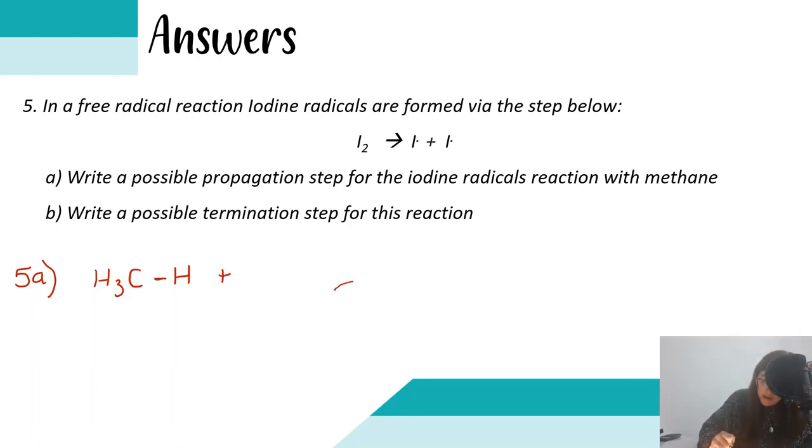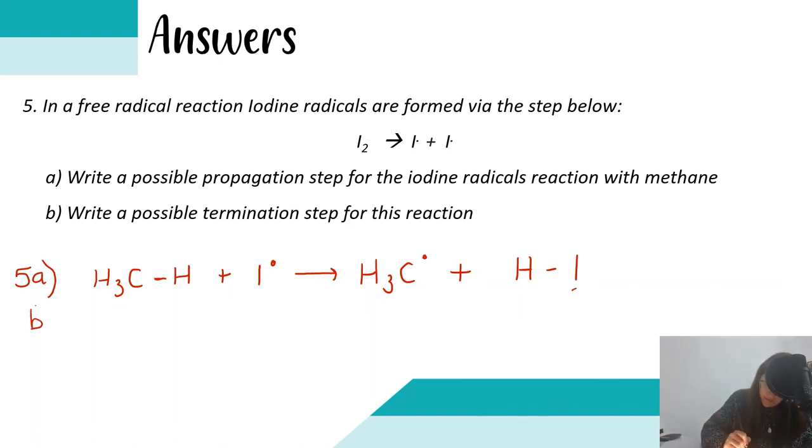That methane molecule could react with an iodine free radical. The iodine would form a new bond between itself and the hydrogen, and the extra electron from that bond would jump onto the carbon, creating a new free radical. So we would end up with a CH3 radical plus a molecule of hydrogen iodide.